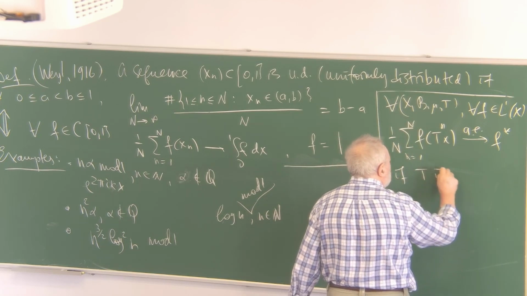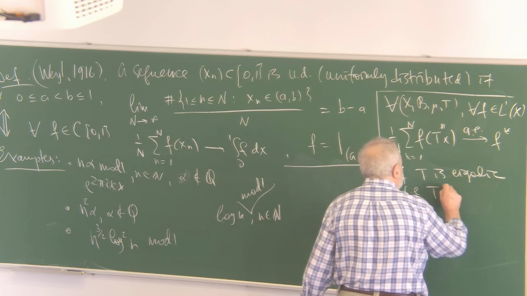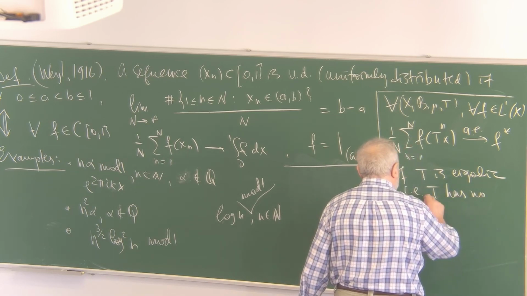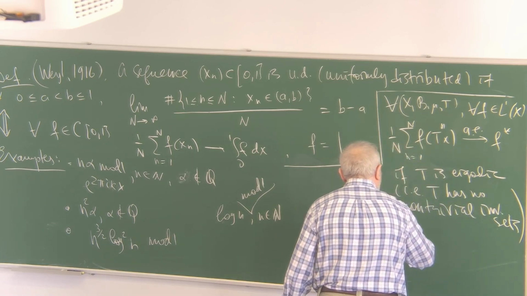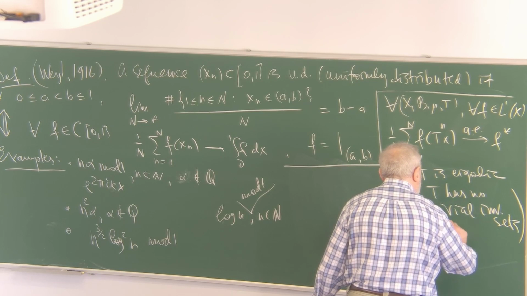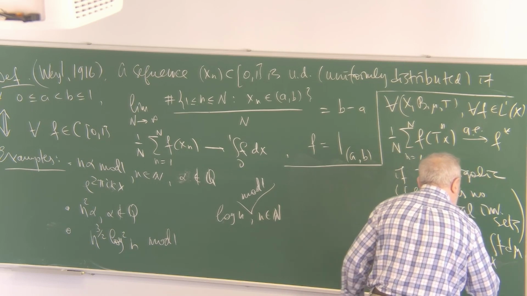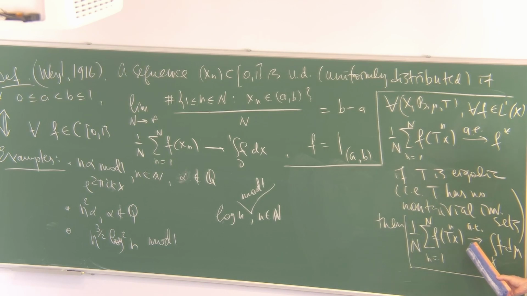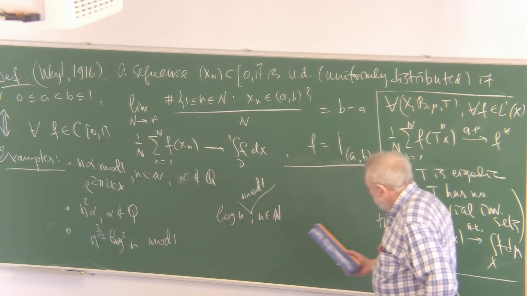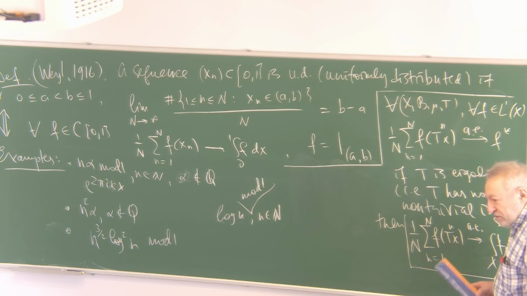And if T is ergodic, and this means T has no non-trivial invariant sets, then 1 over n sum of f of T^n x converges to the integral of f almost everywhere. And I hope you see the natural connection between this kind of statement, which is already pure ergodic theory, with this kind of statement. Here, of course, our sequence is very special. It's an orbit of a point. But the statement is totally of the same nature.